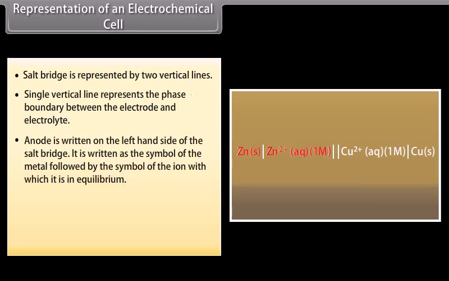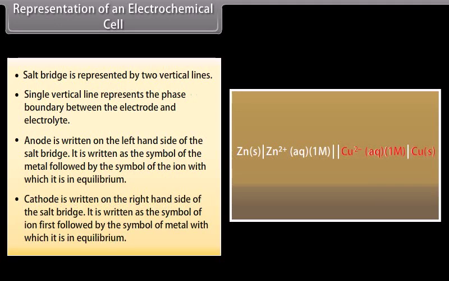Anode is written on the left-hand side of the salt bridge. It is written as the symbol of the metal followed by the symbol of the ion with which it is in equilibrium. Cathode is written on the right-hand side of the salt bridge. It is written as the symbol of ion first, followed by the symbol of metal with which it is in equilibrium.